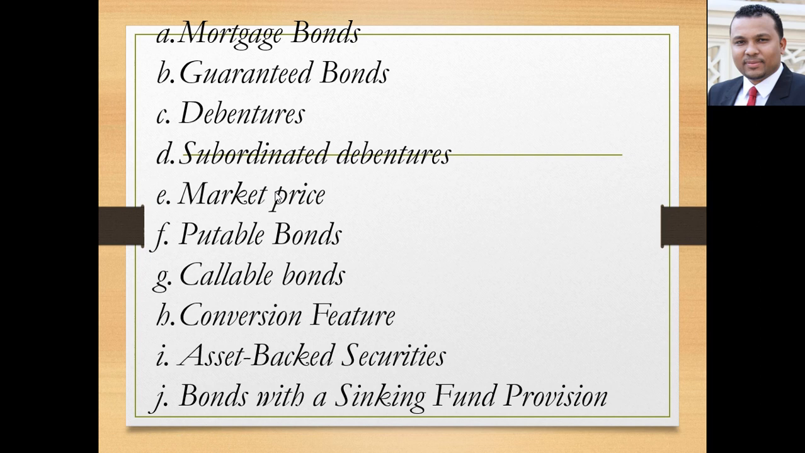Market price, the bond price in the secondary market, which may be at a premium or discount. Premium or discount, when we talk about the difference between principal or the par value and the market price. Putable bonds, the bondholder has the right to ask for the payment of the par value from the issuer at specific prices and specific dates before the actual maturity. Callable bond, the issuer has the right to pay the par value to the bondholder at specific prices and specific dates before the actual maturity.